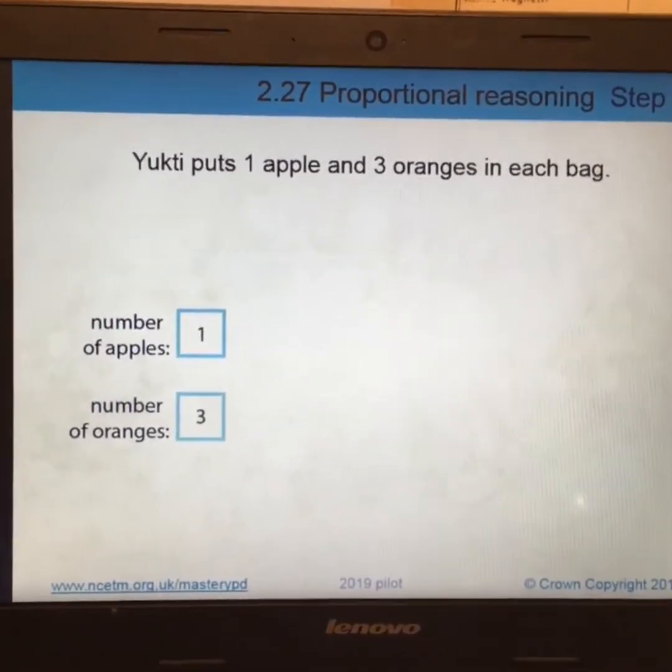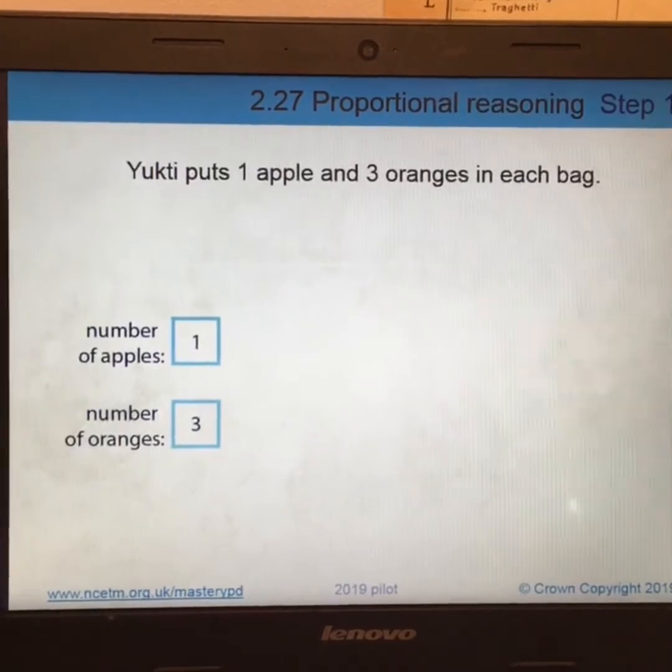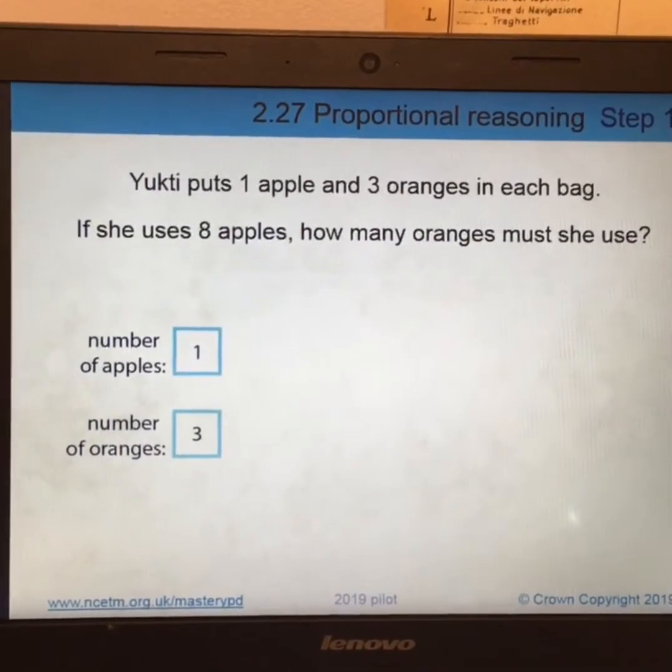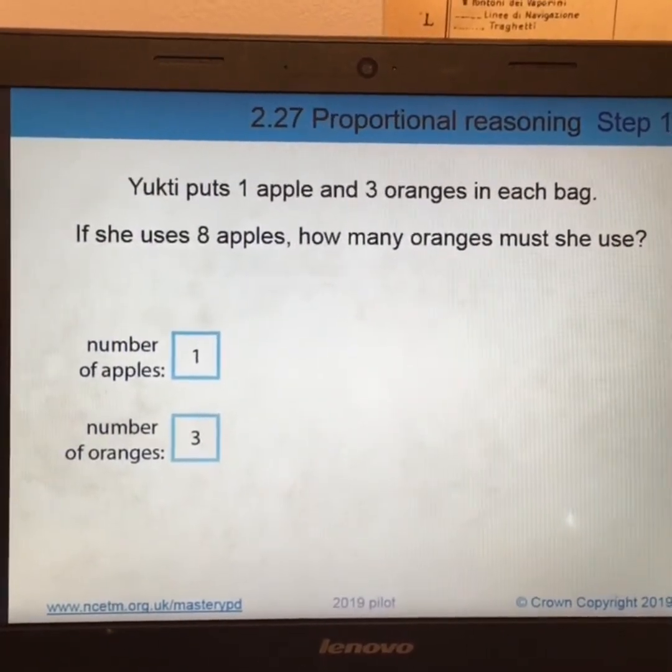Yukti puts 1 apple and 3 oranges in each bag. So that's your ratio. If she uses 8 apples, how many oranges must she use?